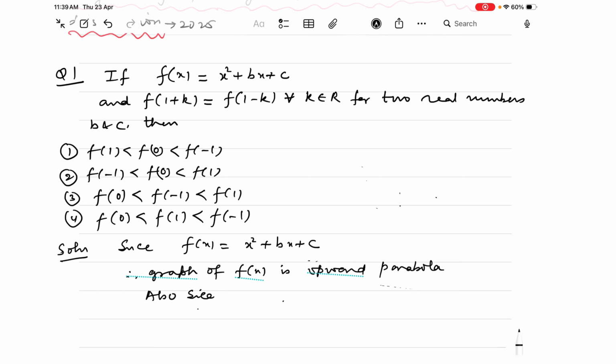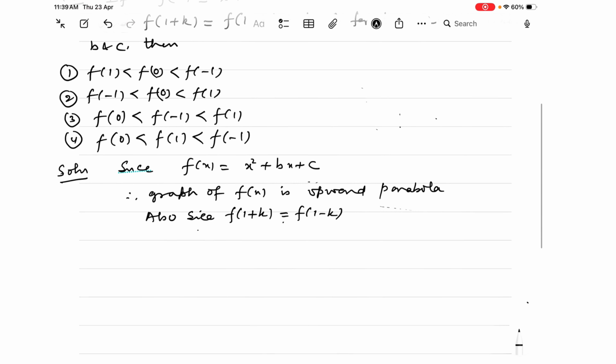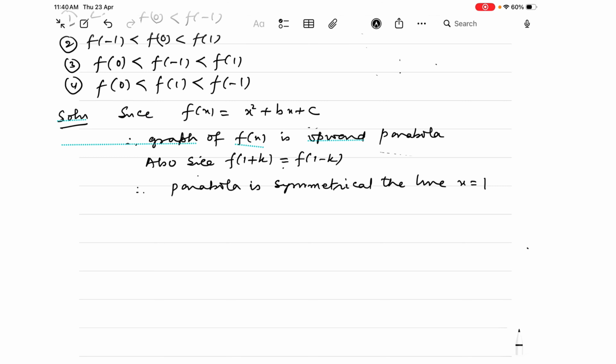since f of 1 plus k is equal to f of 1 minus k, therefore the parabola is symmetrical about the line x equal to 1. Therefore the graph of the parabola will be something like this. It is symmetrical about the line x equal to 1. So this is the line x equal to 1.